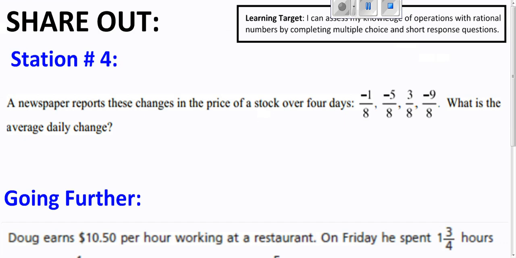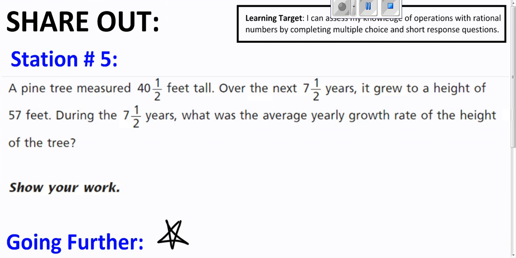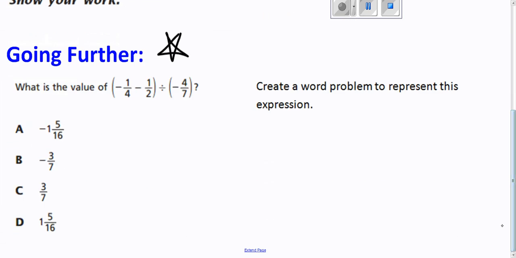All right. We're going to skip this one, and we're going to move right here. So this is station 5, and it's the going further question at the bottom. Order of operations, you need to do the subtraction first. So negative 1/4 minus 2/4. You need to have a common denominator.